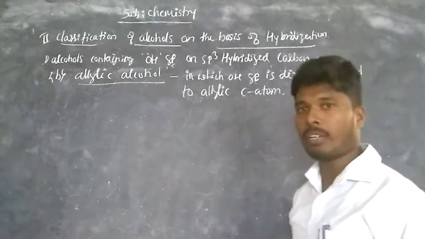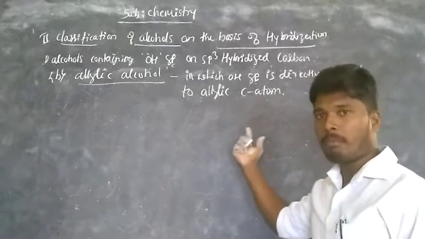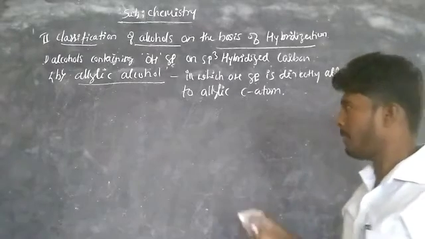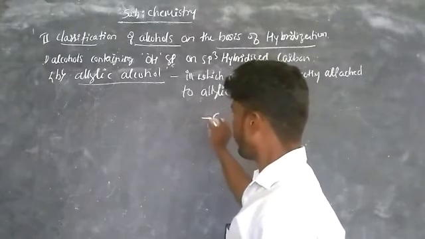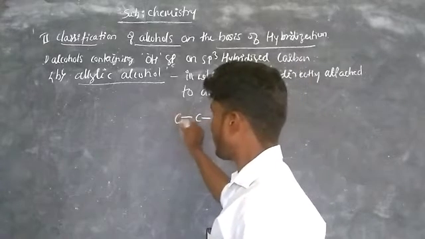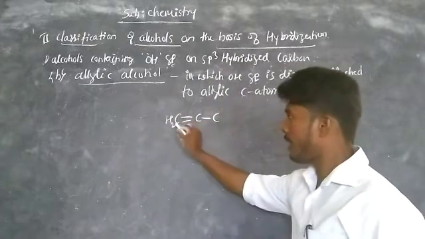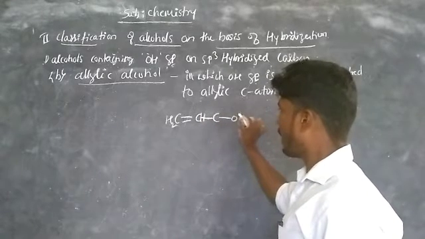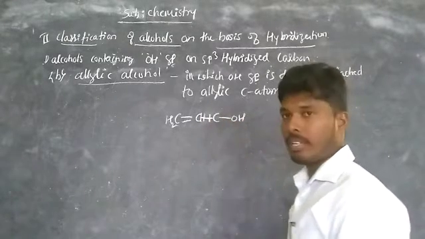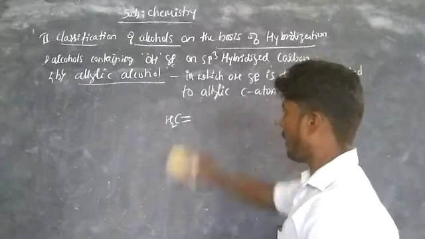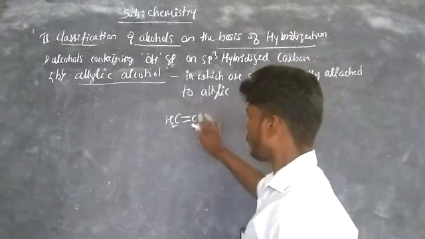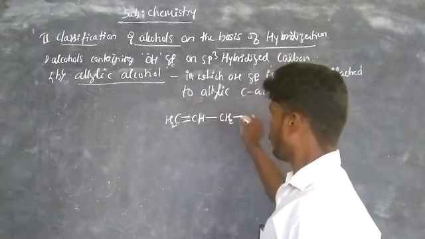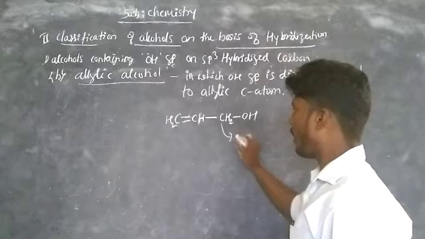See here, an allylic carbon is nothing but the carbon atom which is adjacent to the unsaturated carbon atom. It means this is the carbon which is attached to the unsaturation, CH2, CH bond C, and here it is directly attached to the OH. To balance the valency of this carbon, you write CH2 bond OH. So this carbon we call allylic carbon.